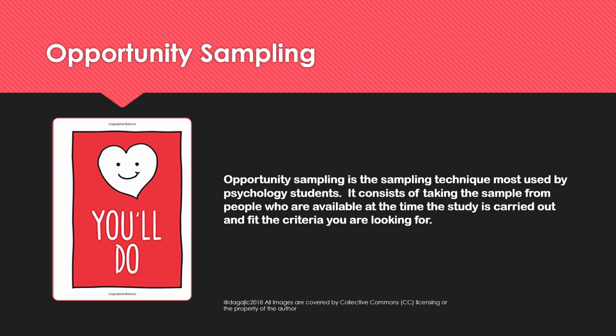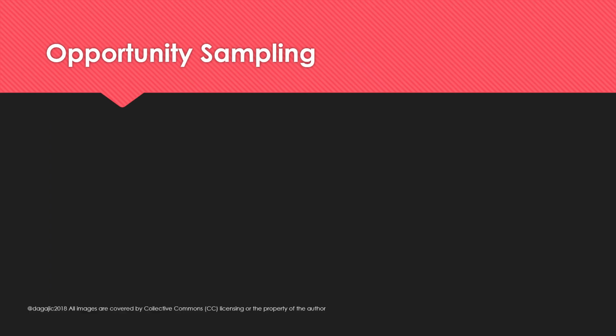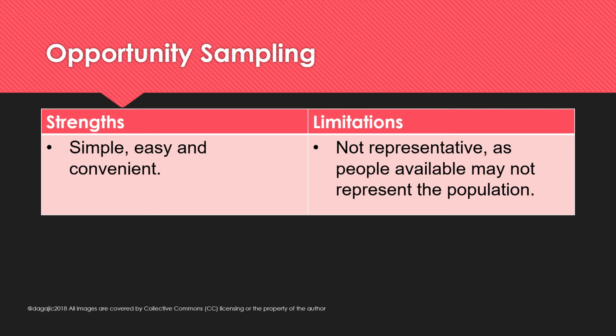Opportunity sampling then. If you've carried out any of your own research in college, then this is probably what you've used. It's also known as convenience sampling, and it just means using the people that are available at the time and fit the criteria. So it's like going into the common room and going, oh, I need 10 people, you 10 are closest to me, you'll do. Now, as I said, this is also called convenience sampling, and it's called that because it is convenient. It's very simple, it's very easy. The problem is, though, it's not representative, as the people you find available to you at that time might not represent the population.